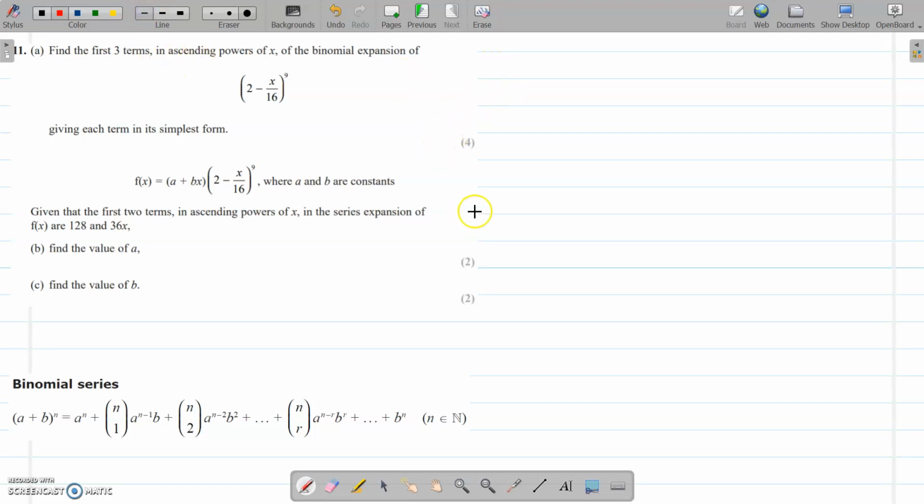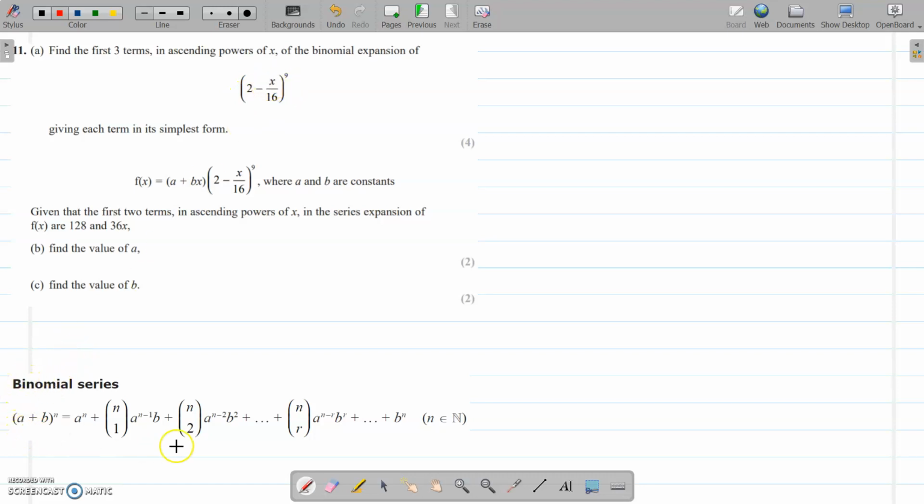Okay, welcome to this exam question from the 2018 series. This is about the binomial expansion and it's from the AS exam. We have to provide the first three terms in ascending powers of x of this expression here.